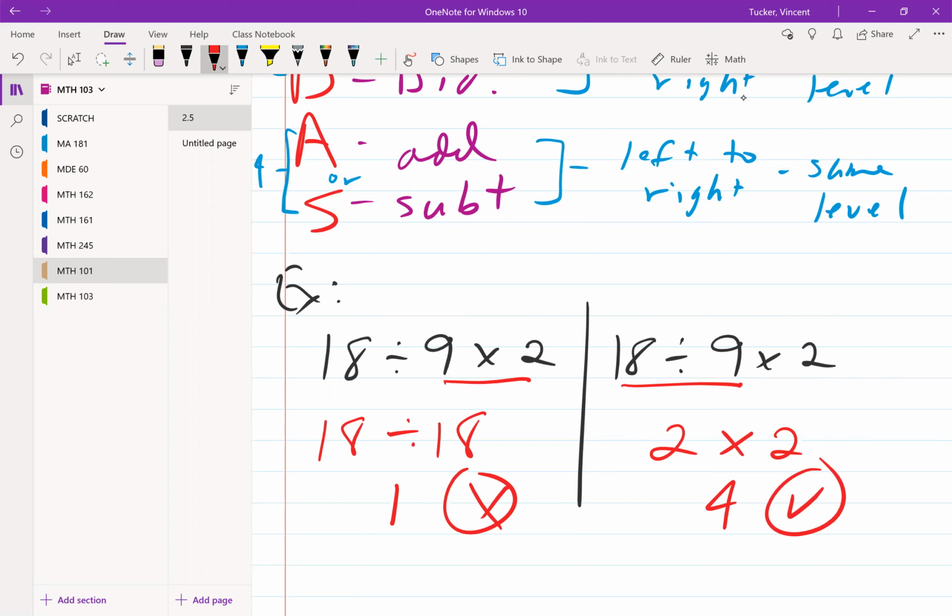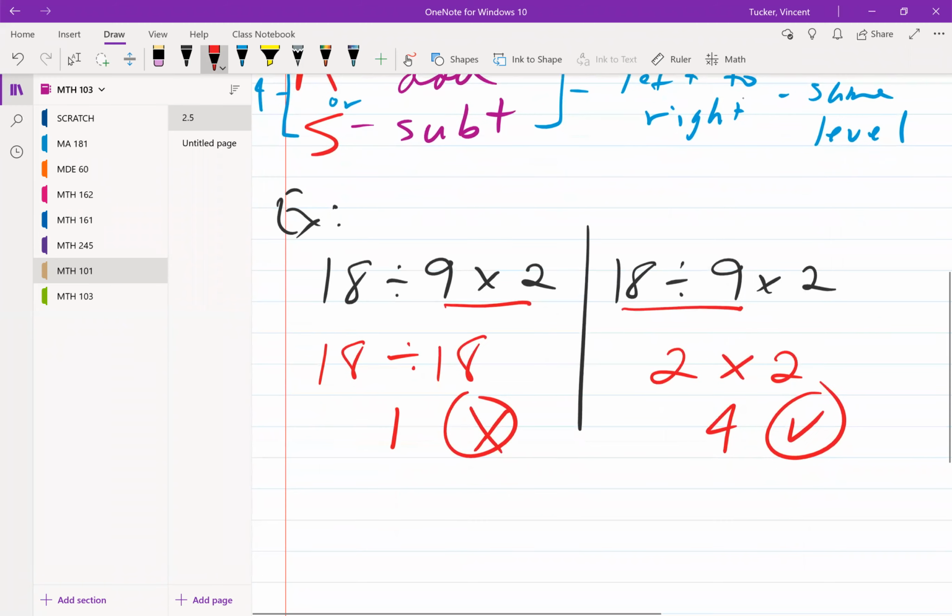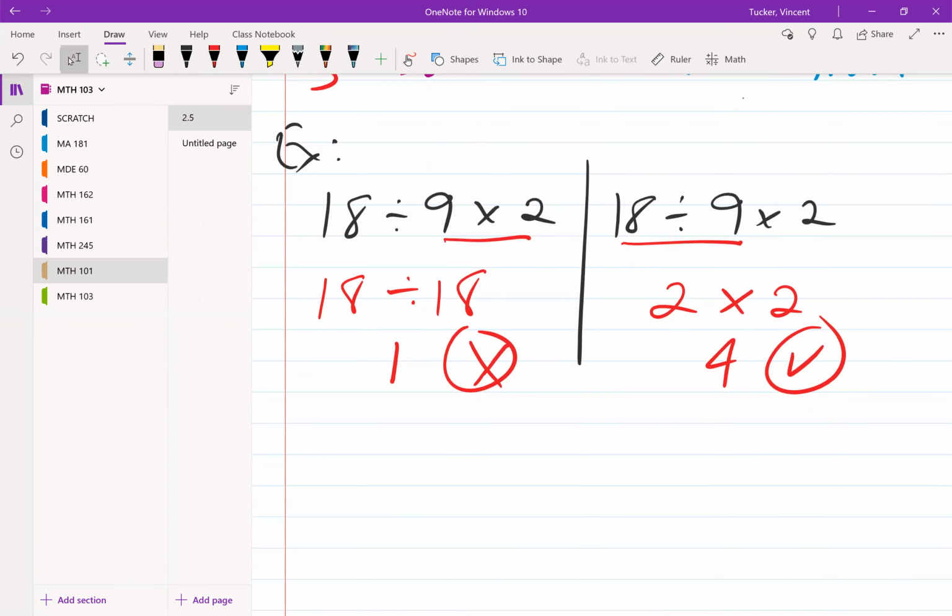The only reason I did that was just to ensure that we understand that just because you come up with a solid number, that does not mean you have the correct answer. So the first thing we would do is division and then the multiplication because the division came first in our problem.